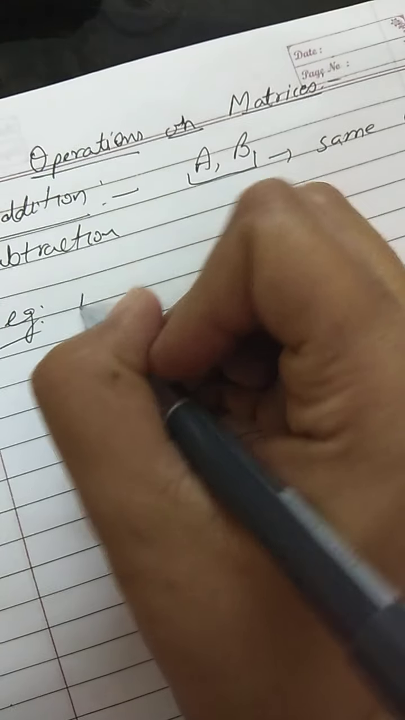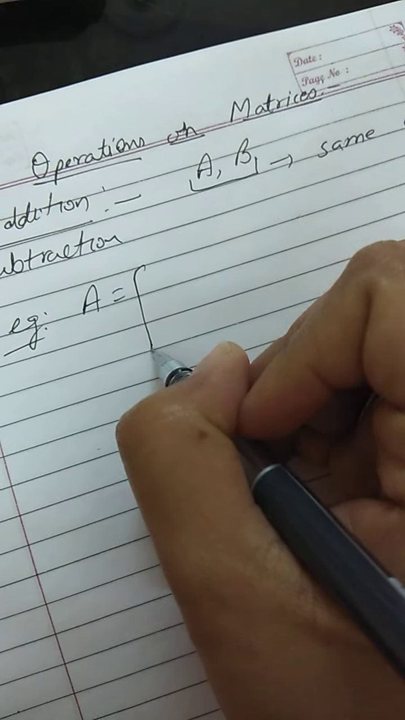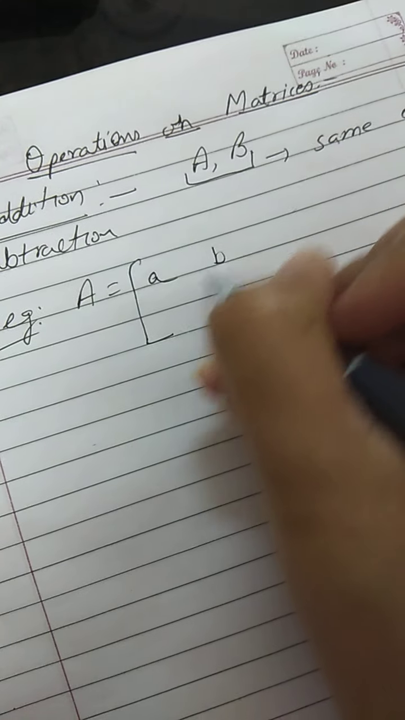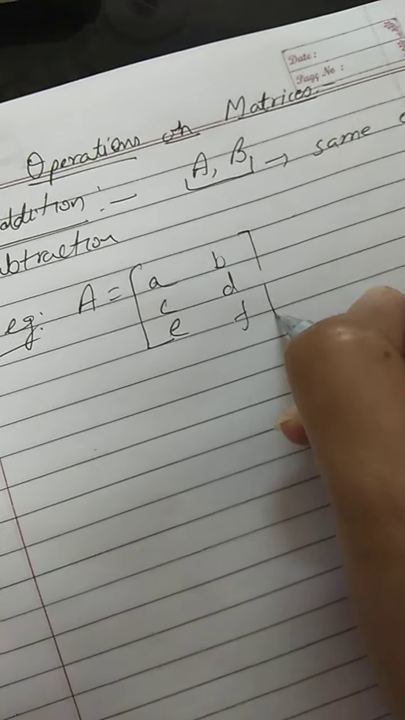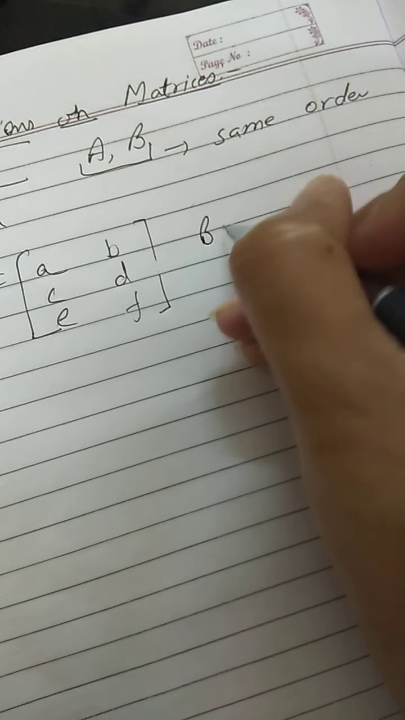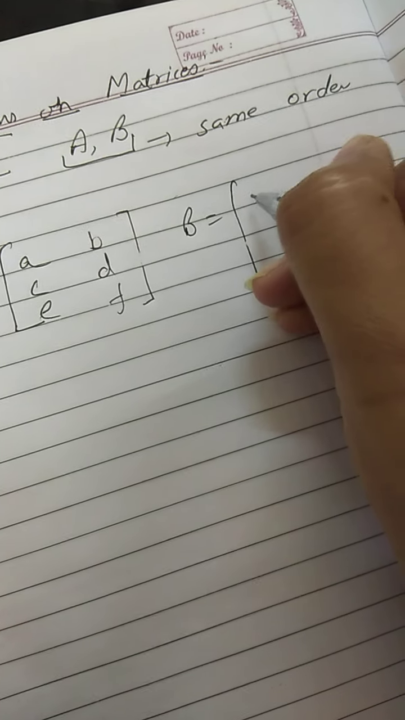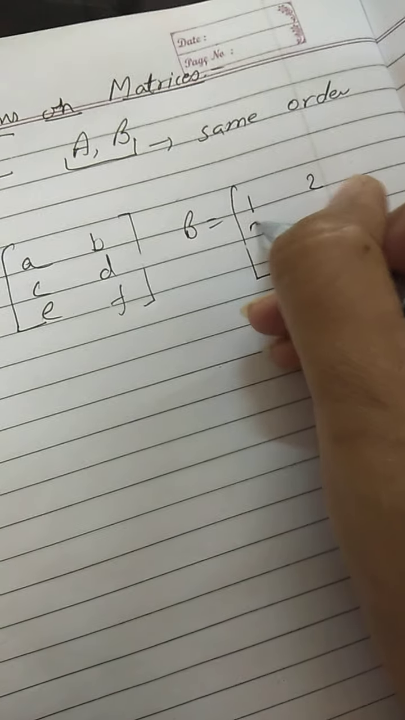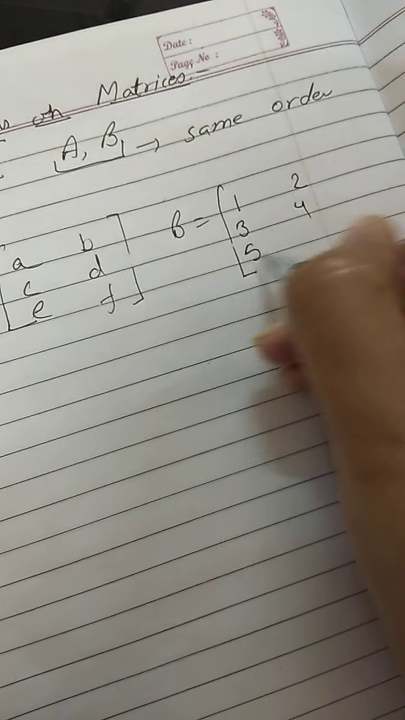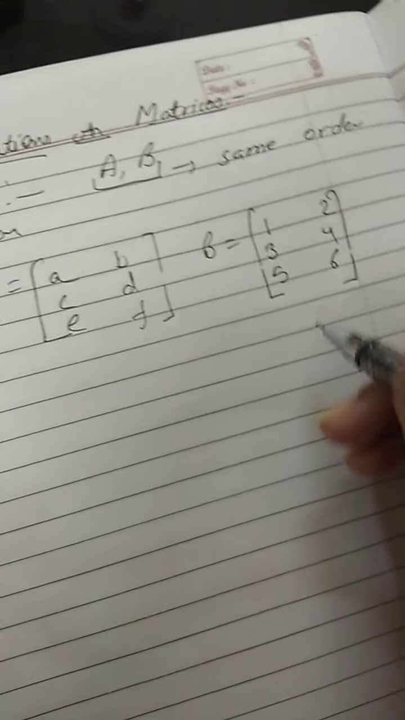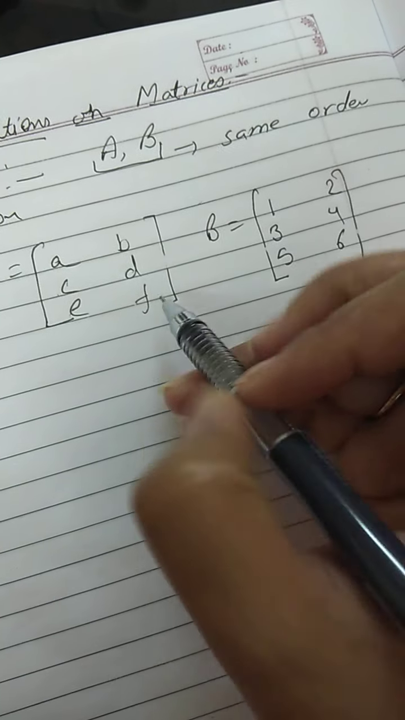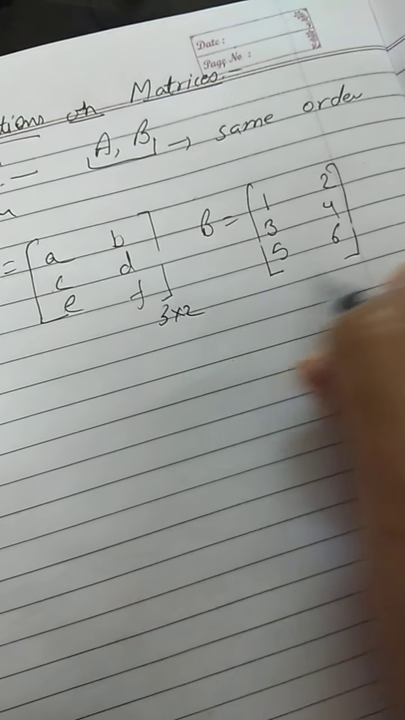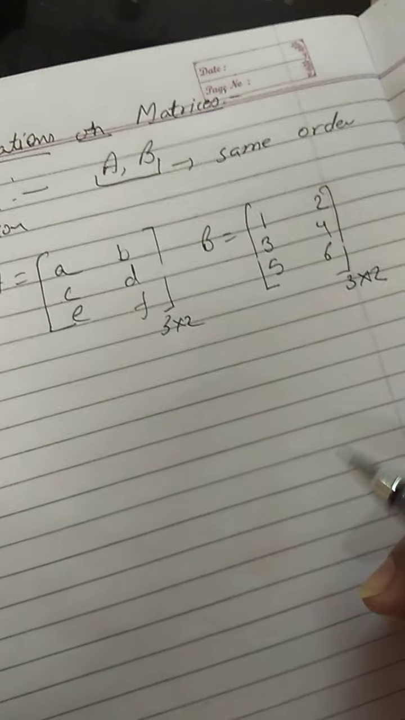Let us take how to add the matrices. Let us take an example: we have the matrix A as a, b, c, d, e and f. This is one matrix. And let us consider another matrix B. Here we have 1, 2, 3, 4, 5 and 6. I have taken two matrices. The order of this matrix: how many rows do we have? 1 row, 2 rows, 3 rows, and the columns are 2. Similarly, this matrix also has the order 3 by 2.